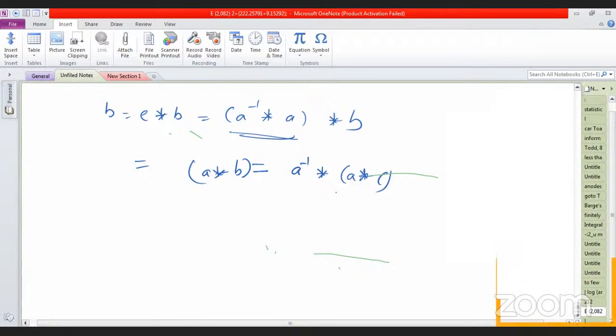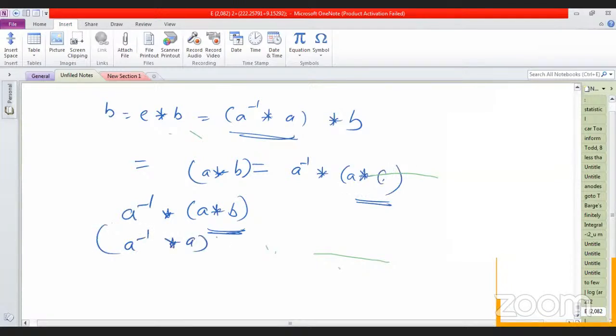Yes, we can write it, sir. We are taking a, b, c belong to G. Yes, I will write it. a inverse star a star b we can write. Then, as another step, a inverse star a star b, and in place of b I am taking c. We can write it or not? Yes, sir. So therefore, a inverse star a star c is equal to e star c is equal to c. Is it correct?